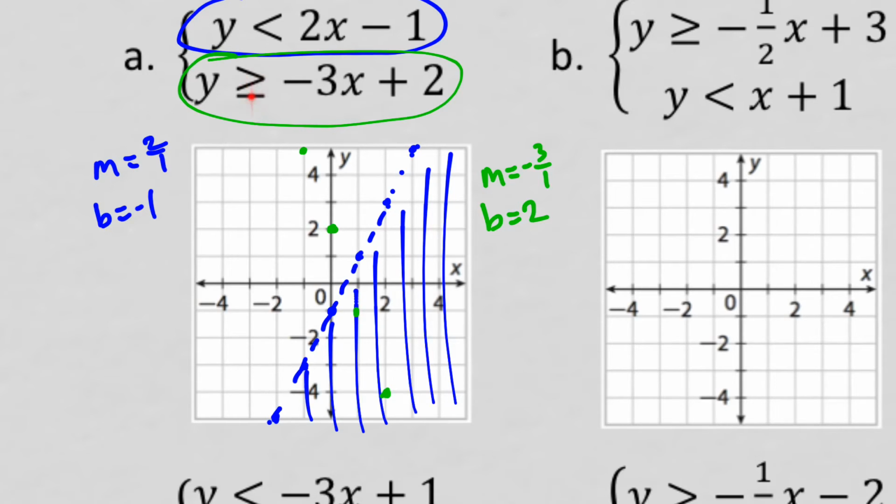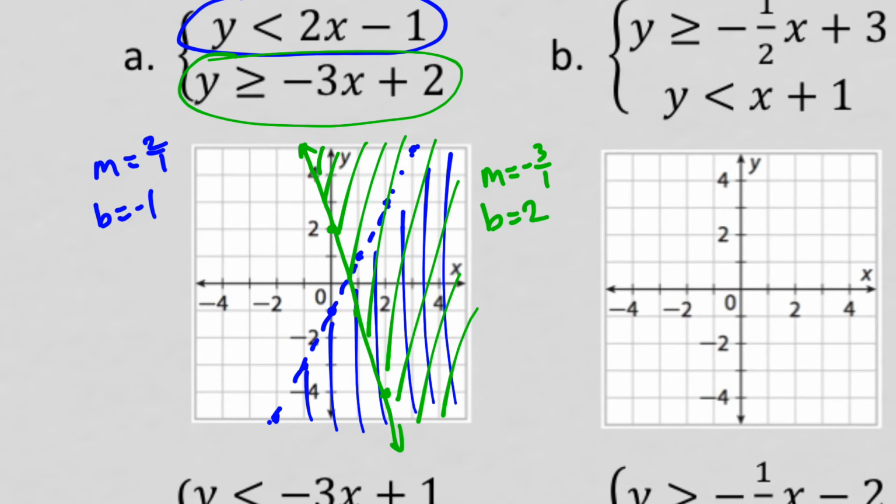Next, decide if the line is supposed to be dashed or solid. This one is solid. See the equal sign right there? So this one will be a solid line that passes through like that. And finally, decide if you're supposed to shade above or below. Again, look at the inequality symbol. Greater than means shade up, so you should shade above the line. So look at where the green line is right here. Shade up above like that.